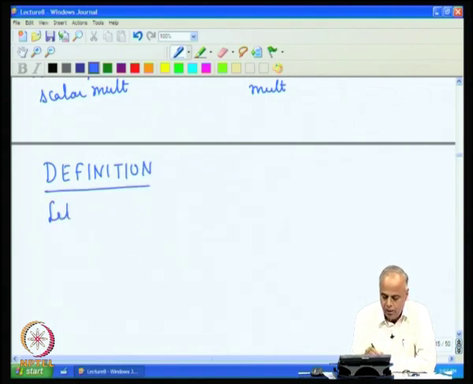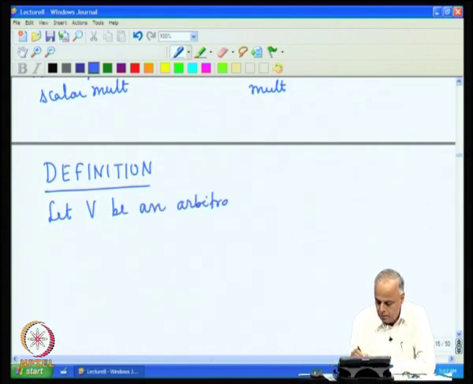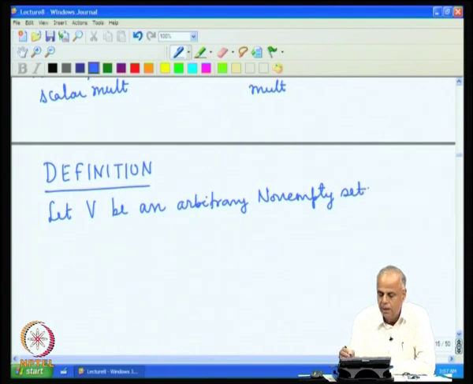So, let V be an arbitrary non-empty set. This is the set which plays the role of Rk, and then let F be any field.